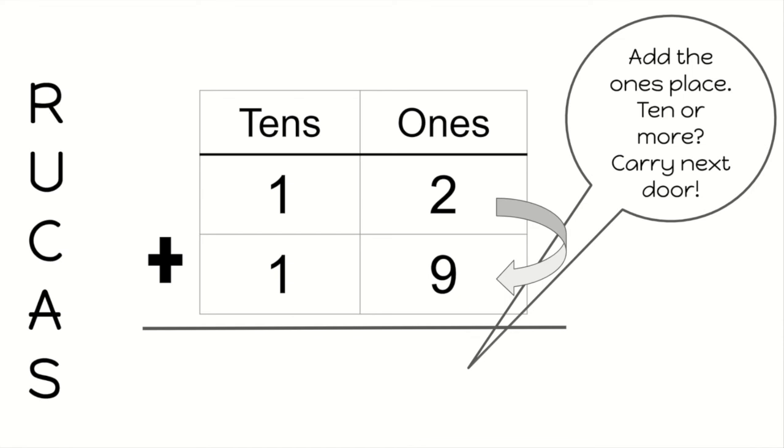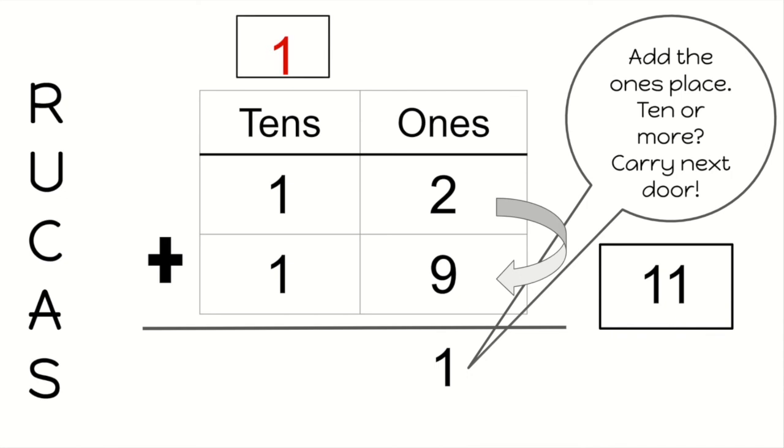So we're going to use a strategy called carry it next door. So 2 plus 9 equals 11. I am going to take the 1 from the number 11 that is in the ones place and place it beneath my ones column. Now I'm going to carry the other one, the one that is in the tens place, next door to my tens column. Now it is time for me to add my tens. 1 plus 1 equals 2, and 2 plus 1 equals 3. So now we have the number 31.